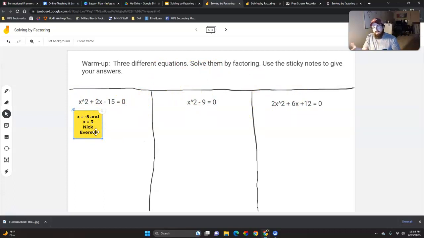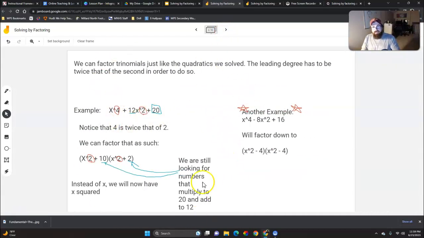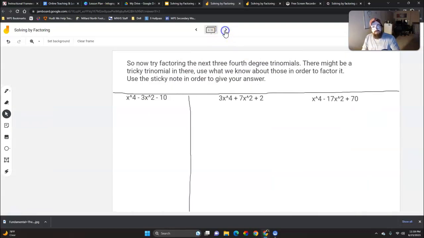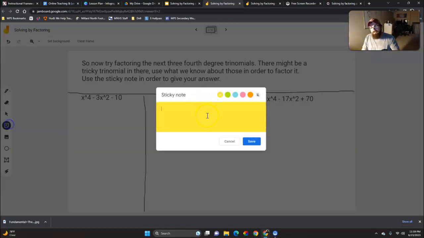If I was talking to students, that's how I would expect you to go through this. I would give them enough time to answer these questions, and we'd click forward. We give them an example of solving, because they haven't factored these types of trinomials, and show them how to factor those out. Then we would move to factoring these trinomials. Again, they would use the sticky notes to write down their answer.